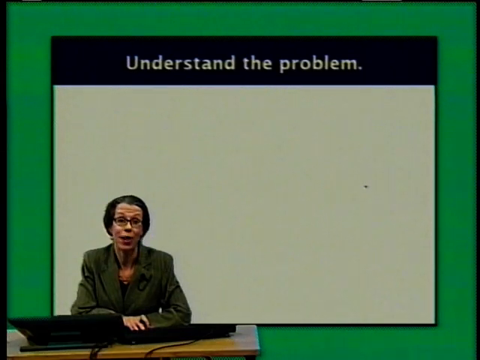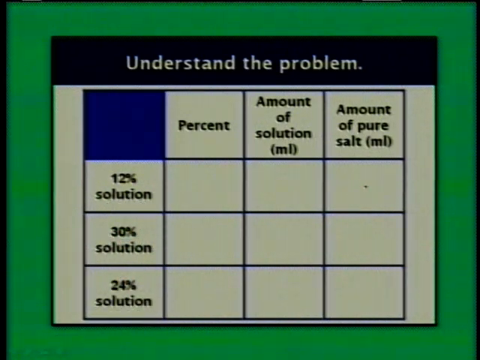So we're going to do the same thing again and understand this problem by creating a table to help us organize our information. So now this table looks very similar to the table before, except now we're looking at amounts of pure salt rather than amounts of alcohol. So let's put the information that we know into our table. We know that Marcus needs 45 milliliters of the 24% solution. What we don't know is how much 12% solution and how much 30% solution he has to mix up. So let's think about that in just a minute.